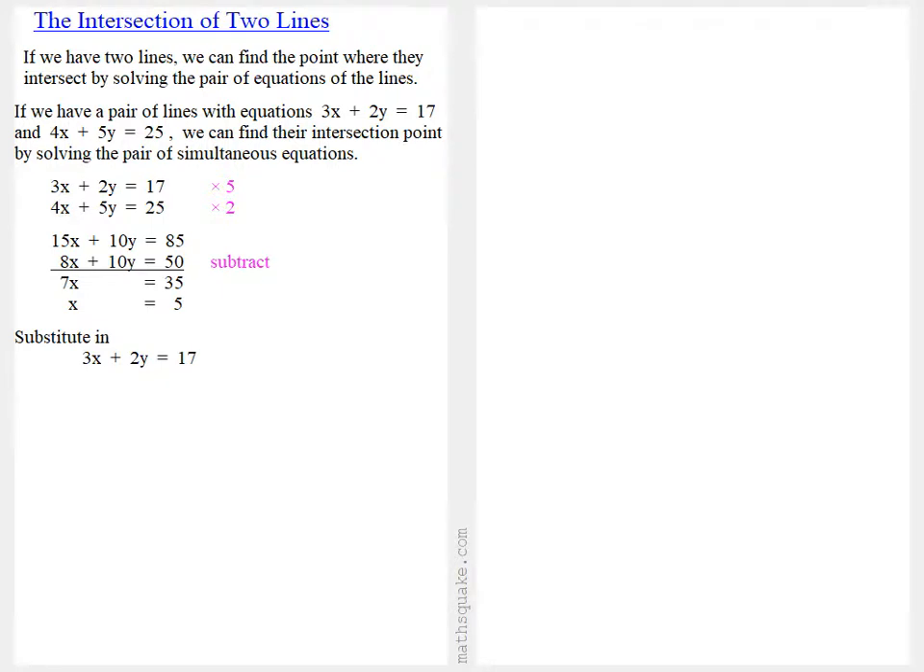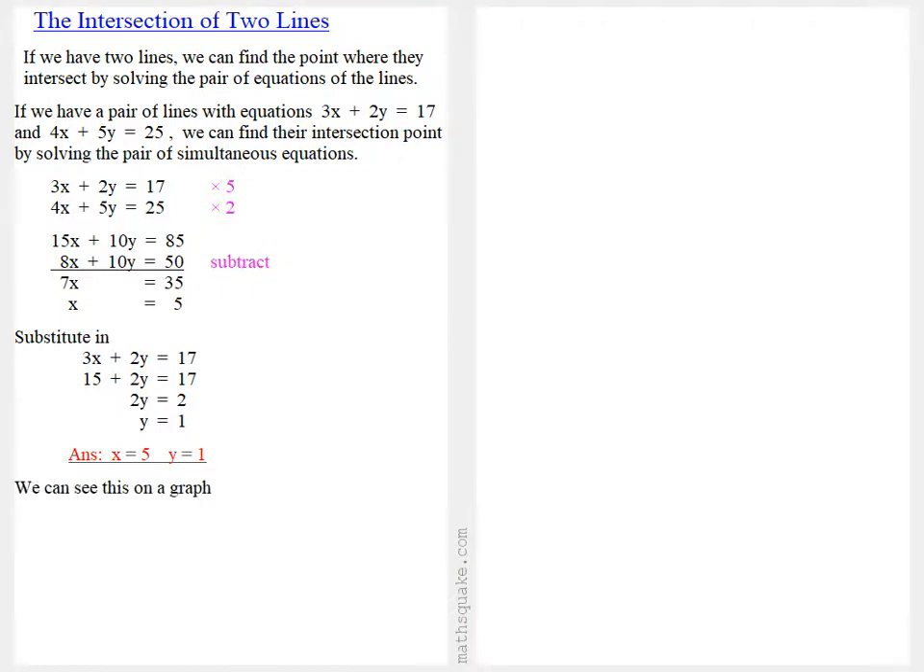Now, if we substitute 5 for x in the top equation, 3x plus 2y equals 17 becomes 15 plus 2y equals 17. So if we subtract 15 from both sides, that's 2y equals 2 or y equals 1. And so we find the answer is x equals 5, y equals 1.